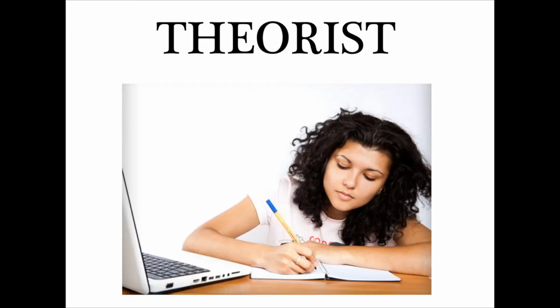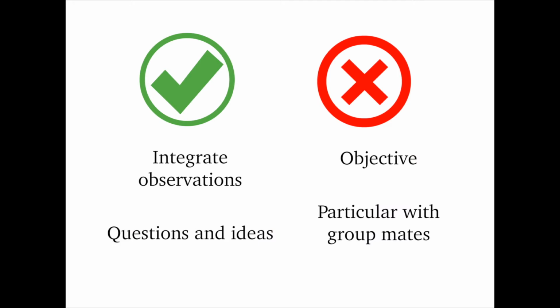The third learning style is the theorist, who learns through taking down details and integrating all of their observations into theories that explain what was observed. They learn best if they give ideas and ask questions regarding a certain idea. However, theorists tend to detach themselves and only look at the objective aspect of things. They are also particular with the kinds of people they work with and prefer that those people have the same learning style as they do.